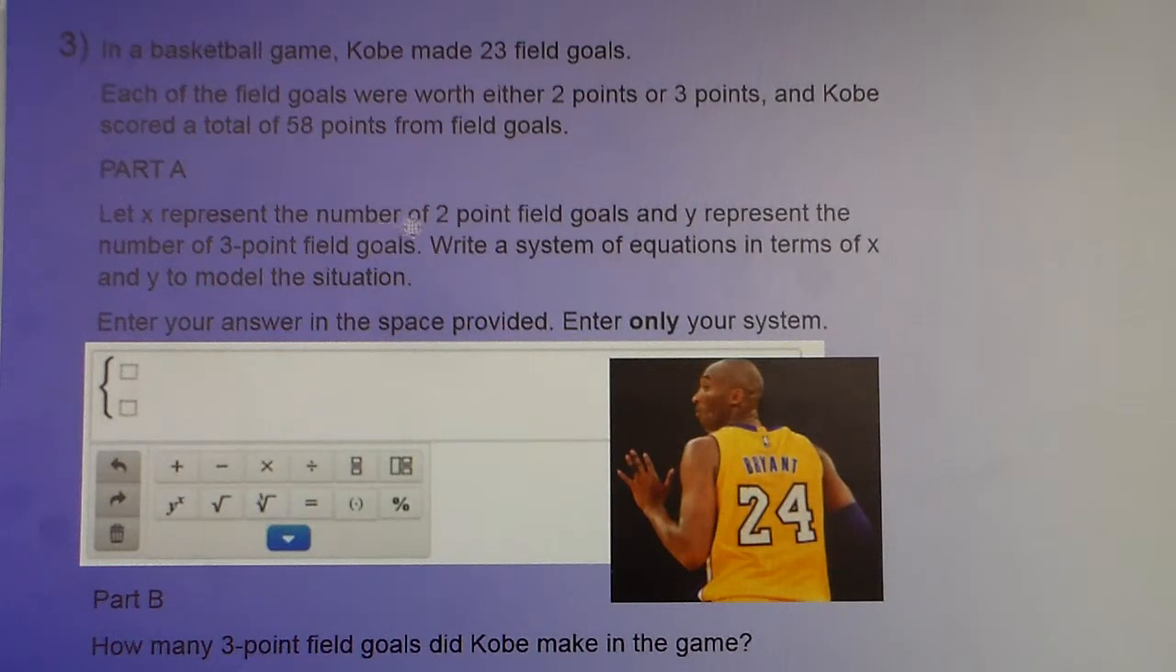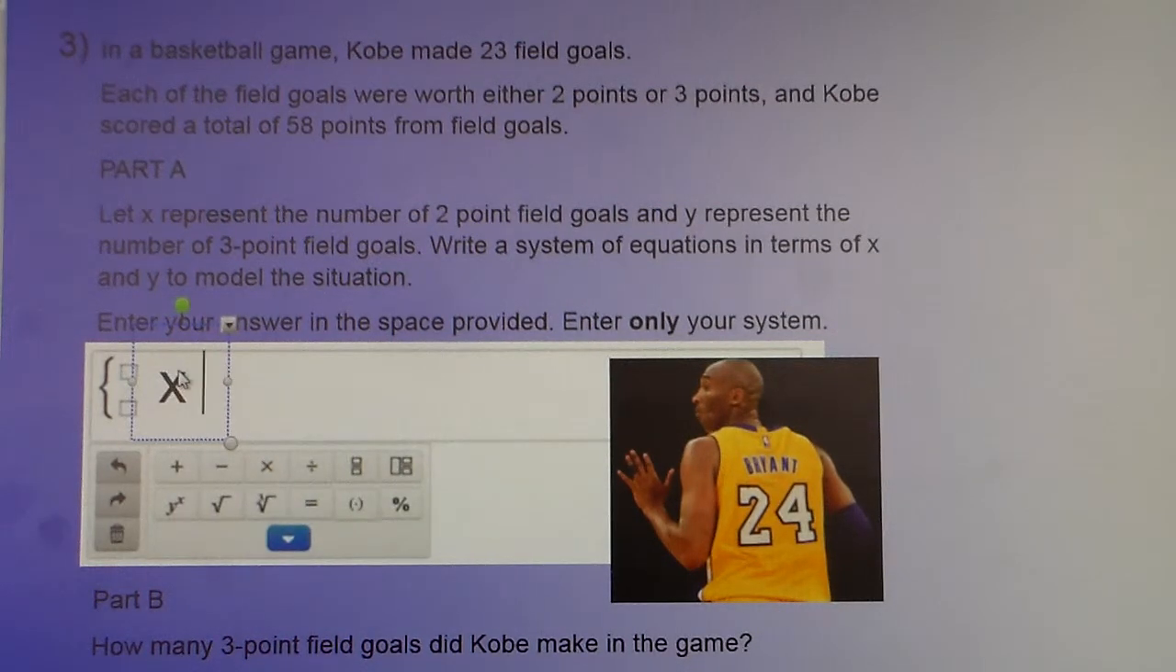Let X represent the number of 2-point field goals and Y represent the number of 3-point field goals, or shots, in basketball. Write a system of equations in terms of X and Y to model the situation. So we're going to create a system here from the information that we're given. We know it's a total of 23 shots, or 23 field goals.